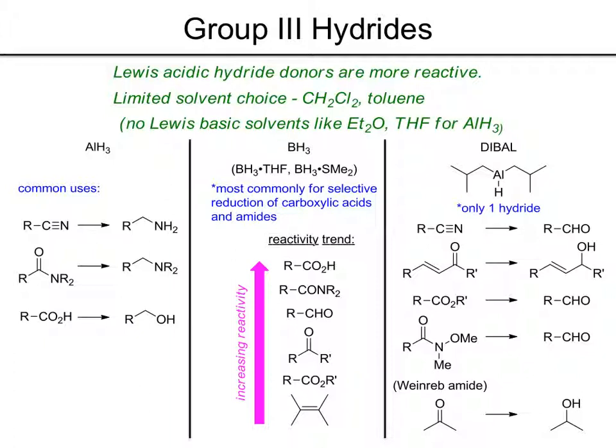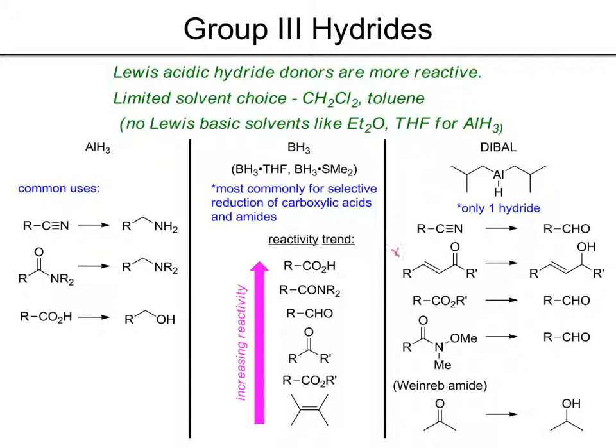DIBAL is diisobutyl aluminum hydride. The advantage of DIBAL is that it only has one hydride, and so it can be used in cases where you need careful control of hydride addition. It's commonly used for ester reduction as well as Weinreb amide reduction to the corresponding aldehyde. It can also be used for nitrile reduction to the aldehyde and ketone and aldehyde reduction to the alcohol. It is occasionally used for reduction of conjugated carbonyls to the allylic alcohol.